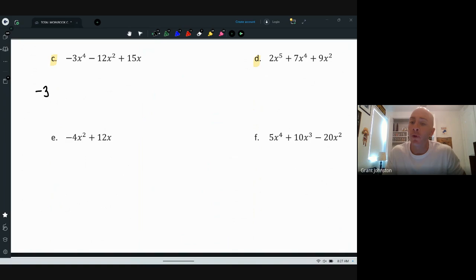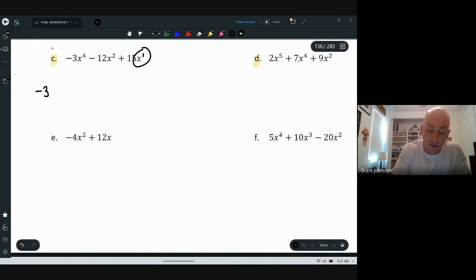Now let's look at the variable, the x's. I have an x to the fourth, an x to the second, and just an x to the first. Well, since we have an x to the first, that's the maximum number of x's I can take out of each term. I can't factor out an x to the second because there's not enough x's within this term. So I can only factor out an x to the first.